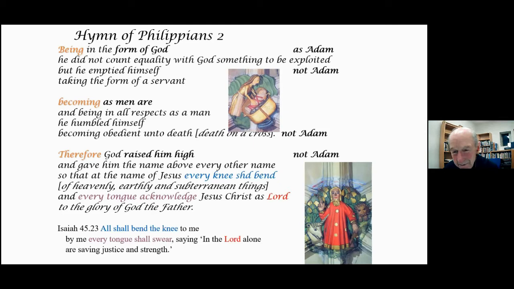But he emptied himself, taking the position of a slave. Adam was disobedient, Christ was obedient unto death. As Adam was humbled, so Christ was exalted. The most striking aspect, I think, is shown in the italics, particularly the blue, purple, and red words. Look at the bottom of the page, Isaiah. That is a very important quotation.